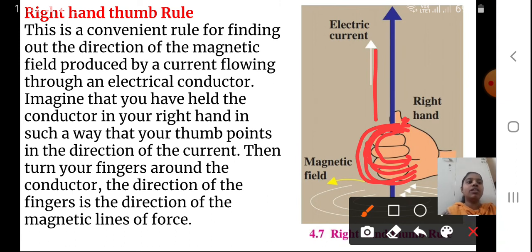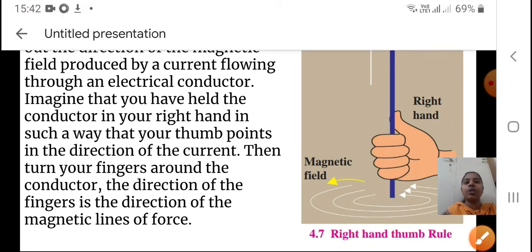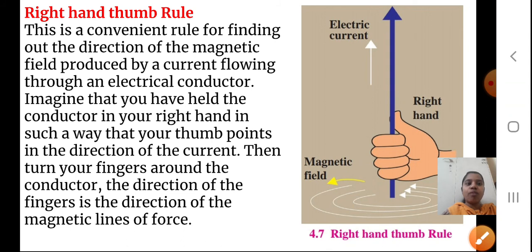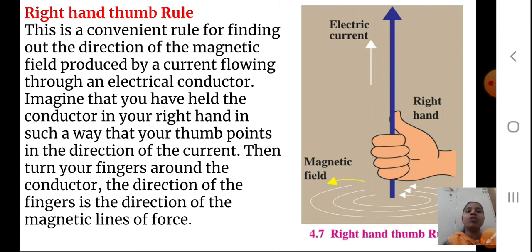You can see with the yellow color arrow also they are showing. Yellow color is the arrow of your turned fingers and white are your magnetic lines. And how are they? You can see they are in concentric circles. Students, remember this diagram. If you remember, you can write the right hand thumb rule on your own.